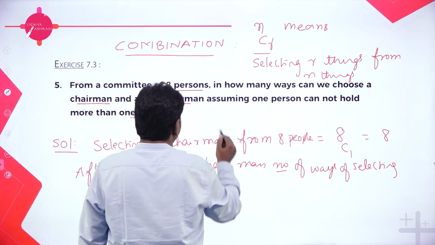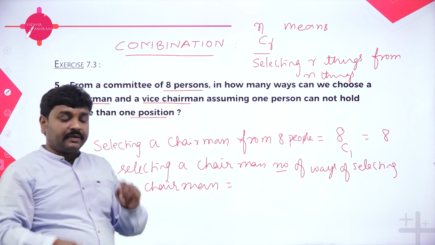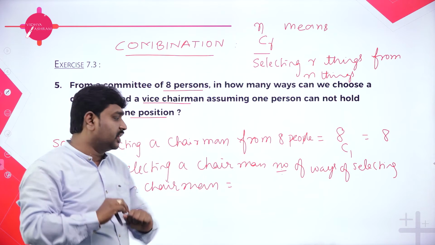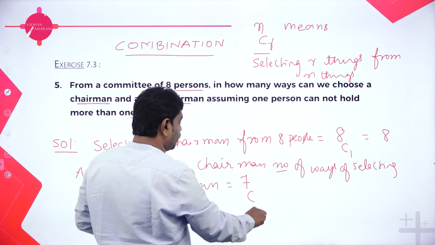See, all of you know, we had 8 people. Out of 8, you selected 1. Remaining, how many are there? So I have only 7 people left. In 7 people, I should select 1.